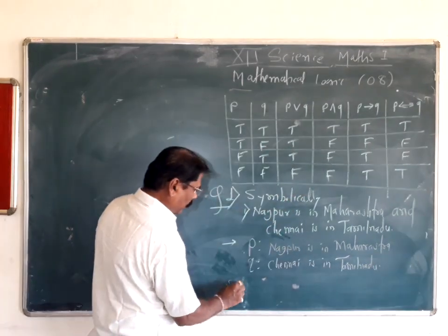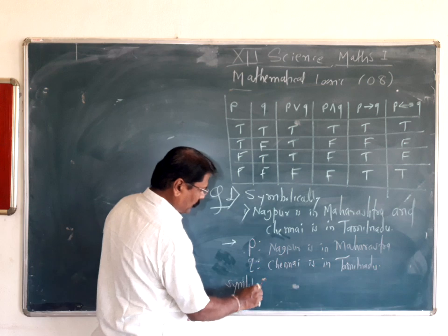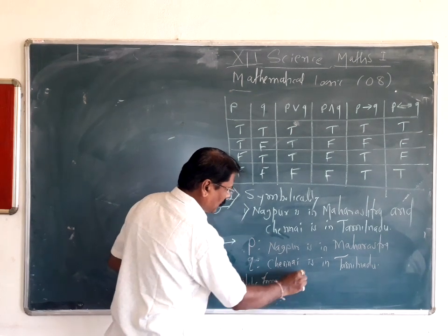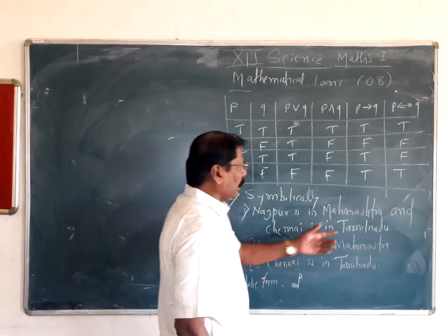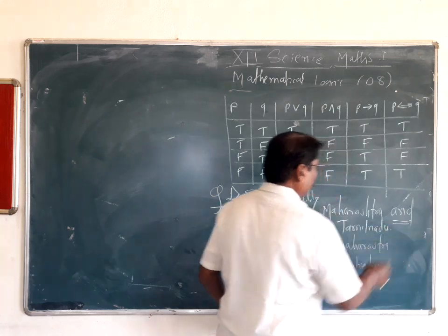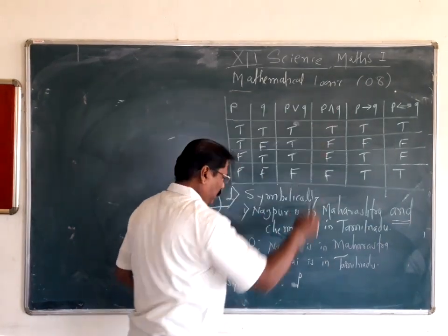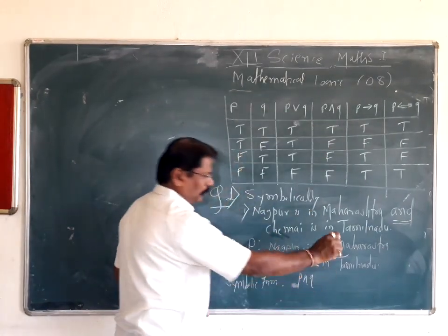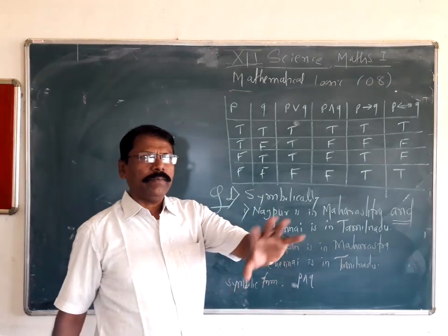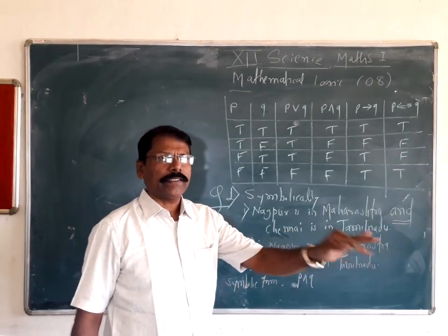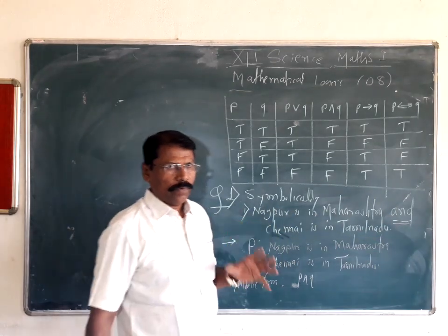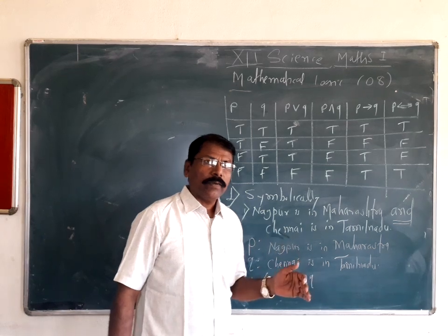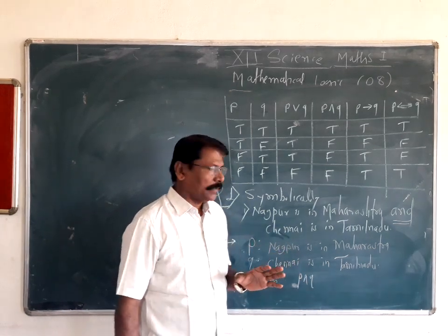Then symbolic form: P, and the logical connector is AND. AND is represented by the symbol P ∧ Q. There will be a 3 marks question. You will get 3 sentences, and you have to write them in symbolic form. Another question will also ask you to write the truth values.